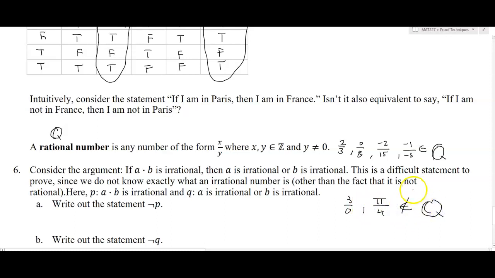Why are they not rational numbers? Well, because we cannot have the denominator be 0, and pi is not an integer. It has to be expressed as a ratio of integers. So consider the following argument. If A times B is irrational, then A is irrational or B is irrational. Well, wait a minute, we just defined rational numbers, right? We know what rational numbers are, but irrational numbers are simply just not rational. Because it's so much easier to write what a rational number is than what an irrational number is, this is going to be a difficult statement to prove.